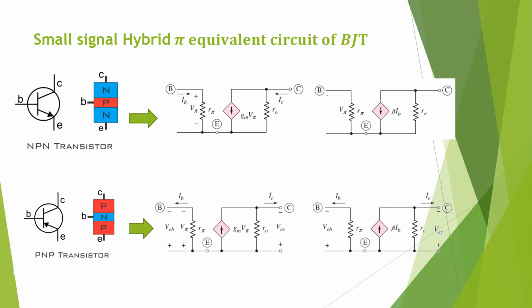In the NPN transistor, the current flows from collector to emitter, whereas in the PNP transistor, the current flows from emitter to collector. That is the only difference here. Also, the polarity of the voltage across R-Pi is changed, right? Here also, instead of Gm into V pi, we can use beta into IB.